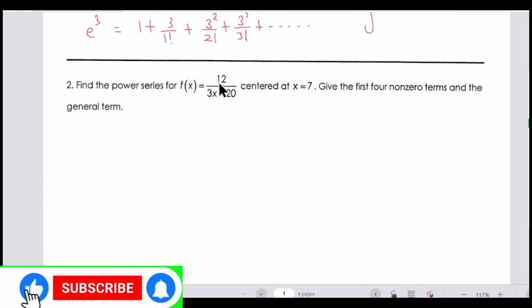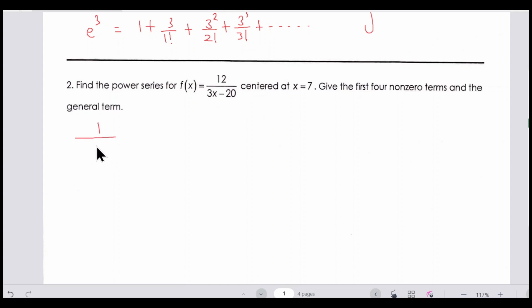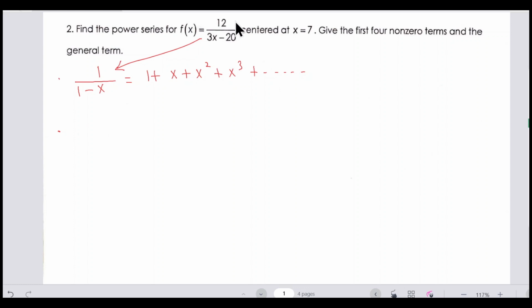All right, over here, find the power series of this centered at x equal to 7. Give the first 4 non-zero terms and a general term. Okay, this reminds me of 1 over 1 minus x, because the power series of 1 over 1 minus x is 1 plus x plus x square plus x cube and so on, which is obviously centered at x equal to 0. The agenda in this question is just to manipulate this somehow to make it look like this.